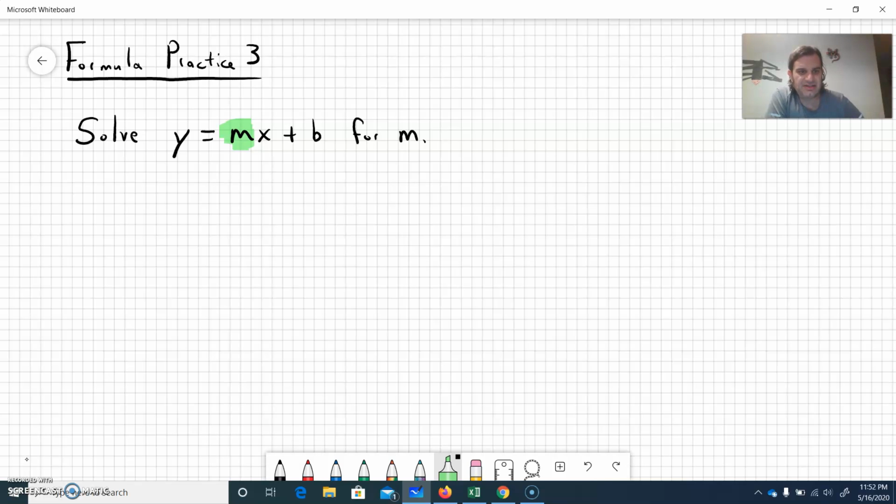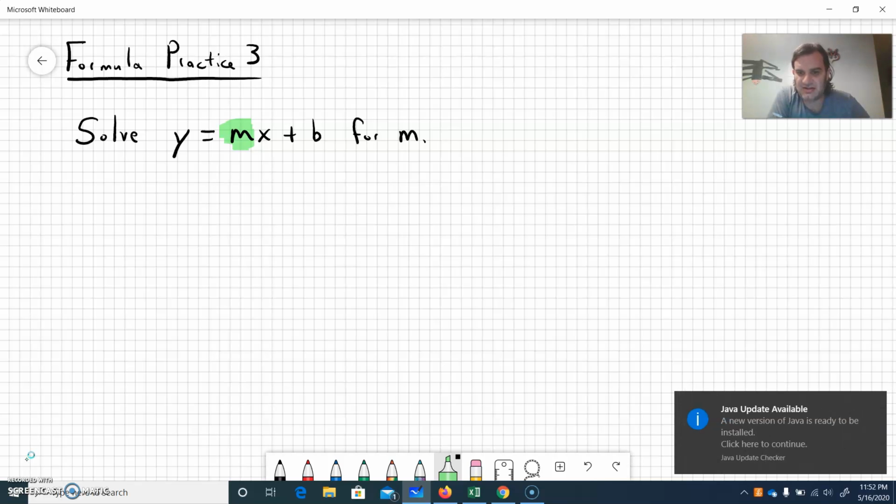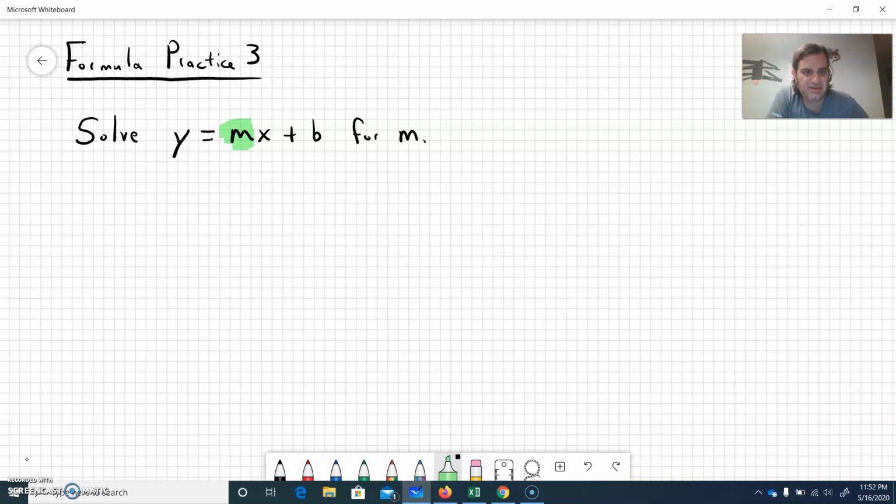So if we look at this and we look at m, there's no fractions, there's no parentheses. If we think about like terms, there's no like terms that can be combined, because on the left there's just y. On the right there's an m term, and then there's a non-m term, which is b.